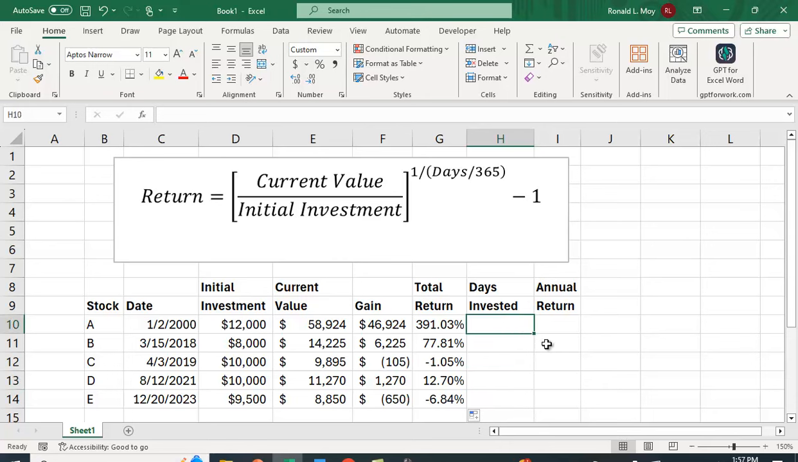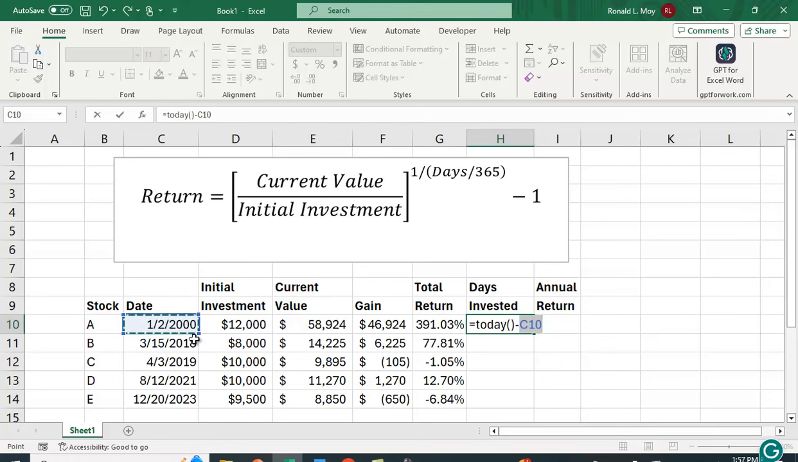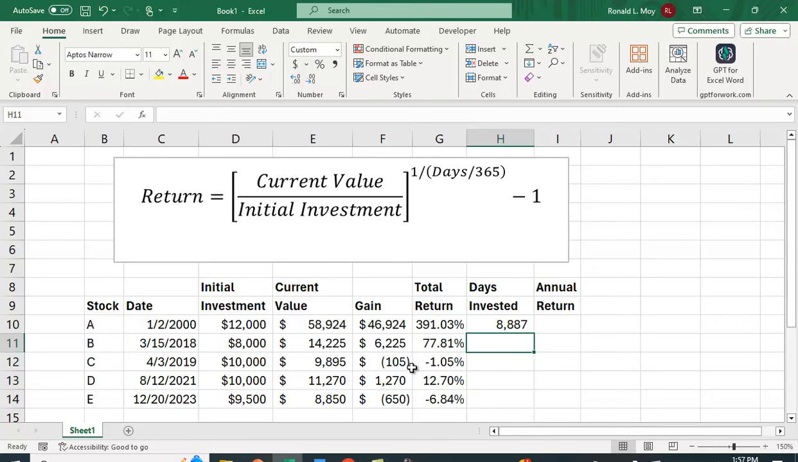So how are you going to get the number of days from, let's say, January 2nd of 2000 to today? All right, you don't really want to have to calculate and count those days, but fortunately, Excel has a function, and the function is TODAY, open parenthesis, close parenthesis, and let's just subtract this original date, and we get 8,887 days. Now, you have to make sure it's formatted correctly.